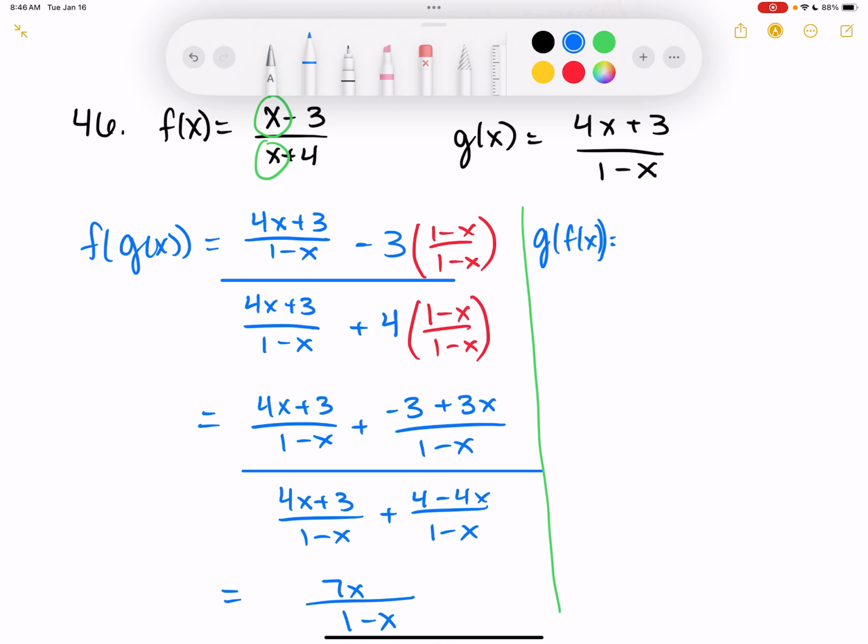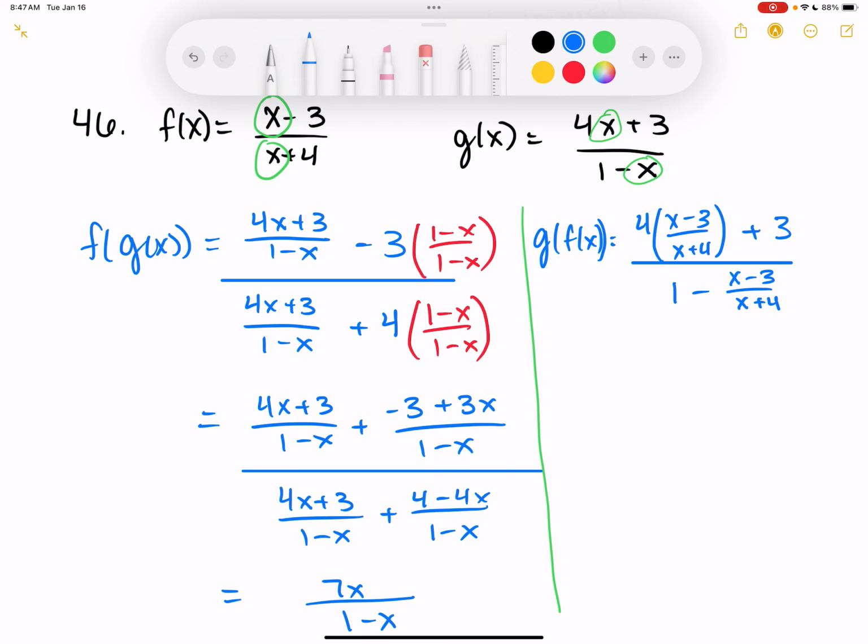All right, let's do the other way. g of f of x. So every time I see x, I'm plugging in f of x now. So I've got 4 times (x minus 3 over x plus 4) plus 3, all over 1 minus (x minus 3 over x plus 4). Well, this one's not as bad, right? It's not as long. I think it'll be shorter.